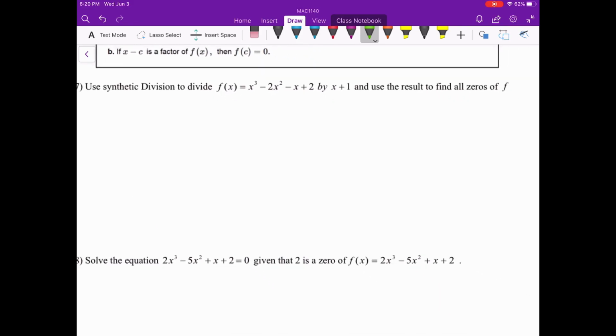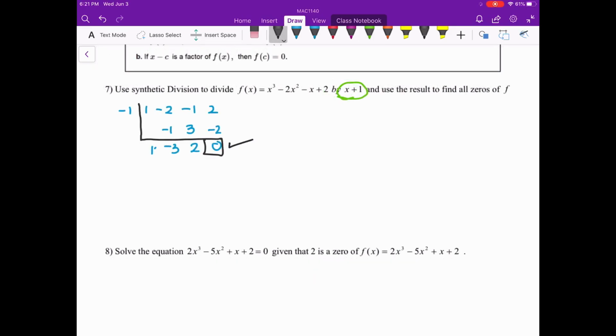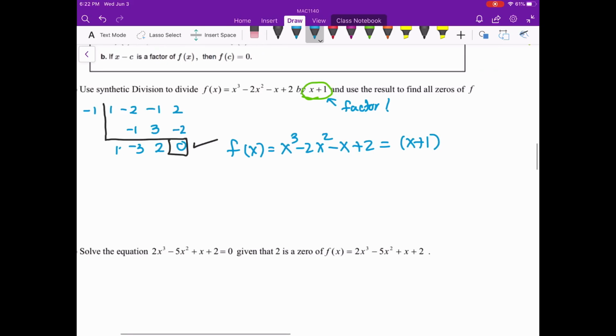Use synthetic division to divide and use the result to find the zeros of f. So first, let's see if x plus 1 is a factor. Yes, as soon as you get 0 as the remainder, that means that this one is a factor. So I can express this polynomial as x plus 1 times this polynomial.